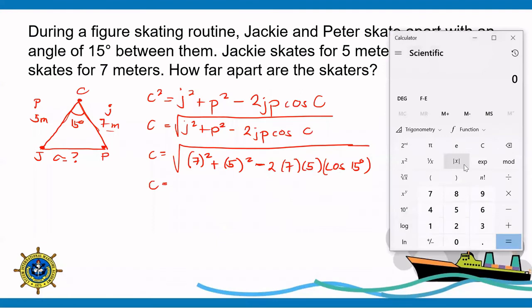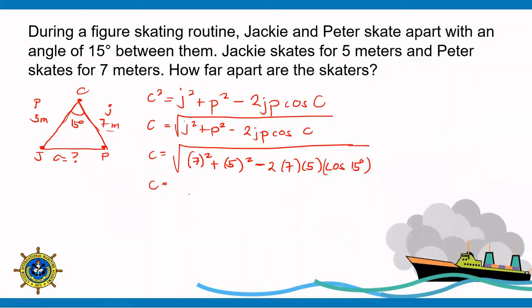Okay, so kung input natin yun sa calculator, this is now 7 squared plus 5 squared, press equals, and then minus, open parenthesis, you have 2 times 7 times 5 times 15, and then the cosine of that, then close parenthesis. Then press equals. Yan. And then kunin natin yung square root. Okay, so there you go. So you have 2.5. So when round off natin to the nearest whole number, okay, so that will be equal to 3 meters. Yeah, so ni-round off ko na lang po.